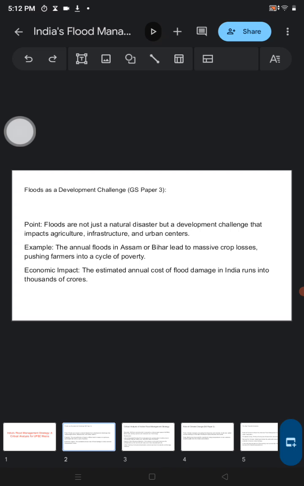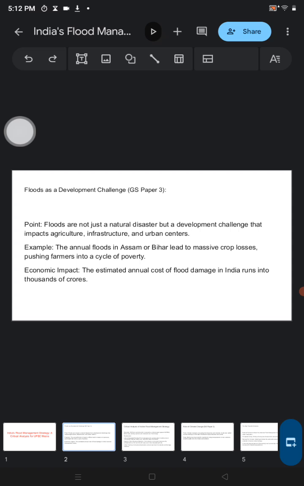Floods as a development challenge. These topics come under GS Paper 3, which is basically disaster management and environment. Floods are not just a natural disaster but a development challenge, because they impact agriculture, infrastructure, and urban centers. When we analyze the topic, we check its impact, challenges, solutions, and initiatives.